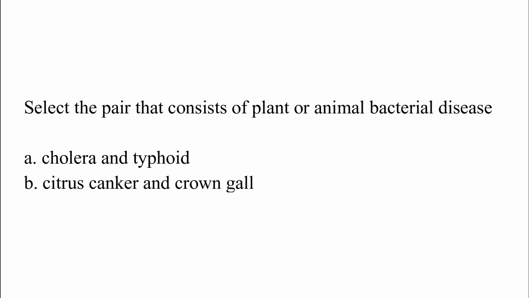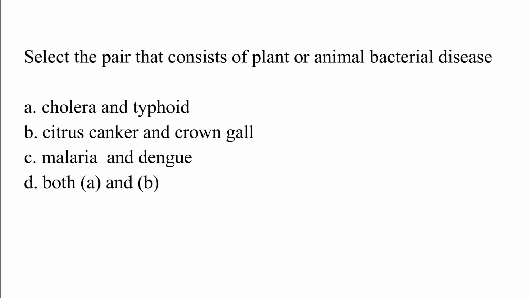Select the pair that consists of plant or animal bacterial disease. Option A, cholera and typhoid. Option B, citrus canker and crown gall. Option C, malaria and dengue. Option D, both A and B. The correct answer is option D, which is both A and B. Cholera and typhoid, citrus canker and crown gall are diseases caused by bacteria, but malaria and dengue are caused by protozoan.